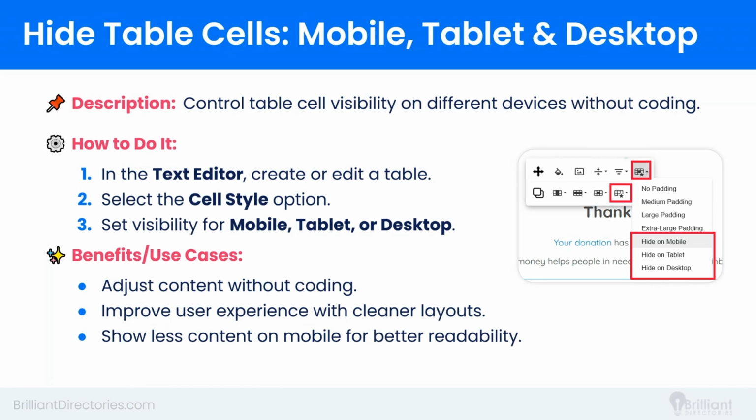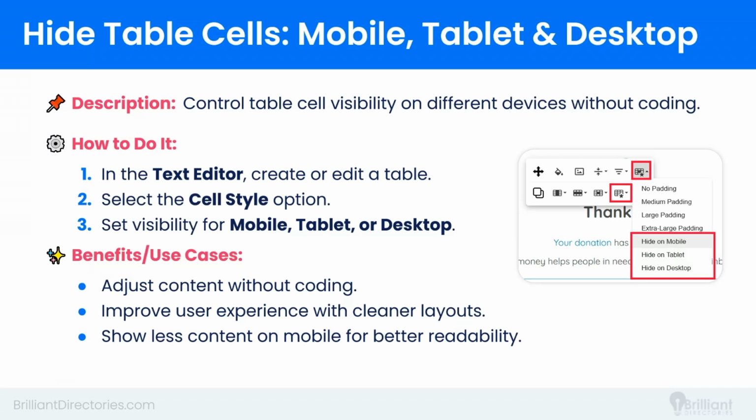Hiding table cells on specific devices: mobile devices, tablets, actual computer screens. This is just another one of those really small features that makes a huge difference. With this, you can actually control table cell visibility on different devices. You don't have to do any coding.